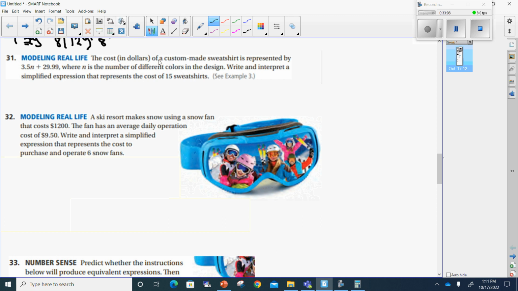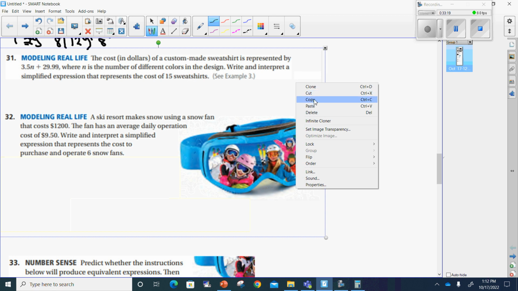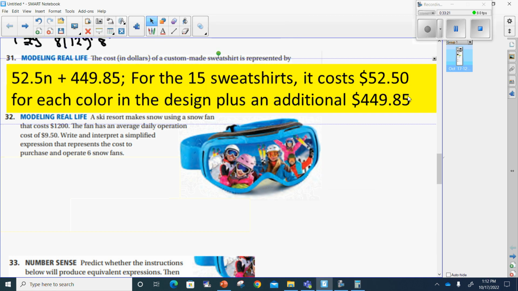The cost in dollars of a custom-made sweatshirt is represented by this. That's one sweatshirt. They want to know what 15 is. So I think we're going to be using distributive. That's exactly what we're doing here. This would be our answer.